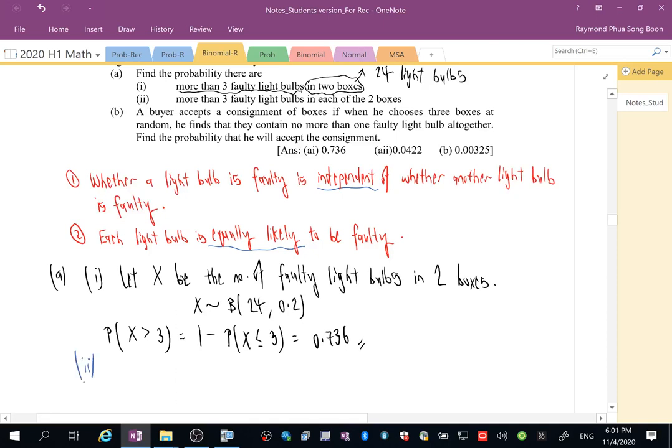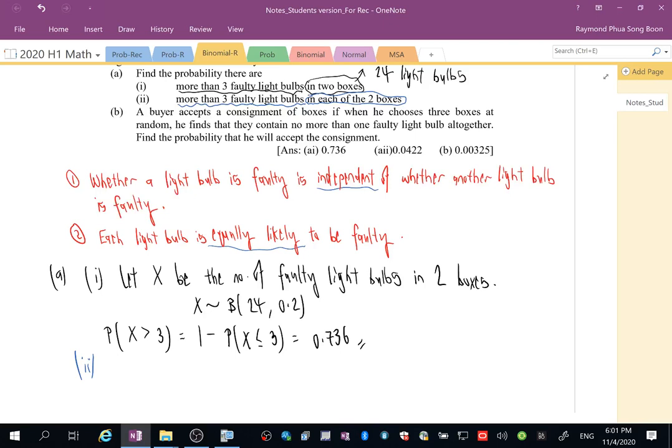Okay, part B. You are asked to find the probability that there are more than 3 faulty light bulbs in each of the two boxes. In other words, we are talking about two boxes, but each time we are only considering one box, looking at one box at a time. So in each box, we want to find the probability that there are more than 3 faulty light bulbs.